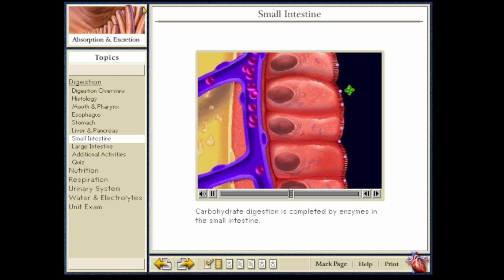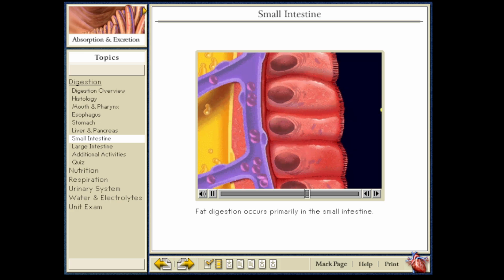Carbohydrate digestion is completed by enzymes in the small intestine. Carbohydrates are absorbed by the villi and then enter the capillary. Fat digestion occurs primarily in the small intestine. Fat molecules are digested and absorbed into the epithelial cells of the villus. The fats are formed into clusters called chylomicrons, which pass into the lacteal. Lymph carries chylomicrons away from the villus.